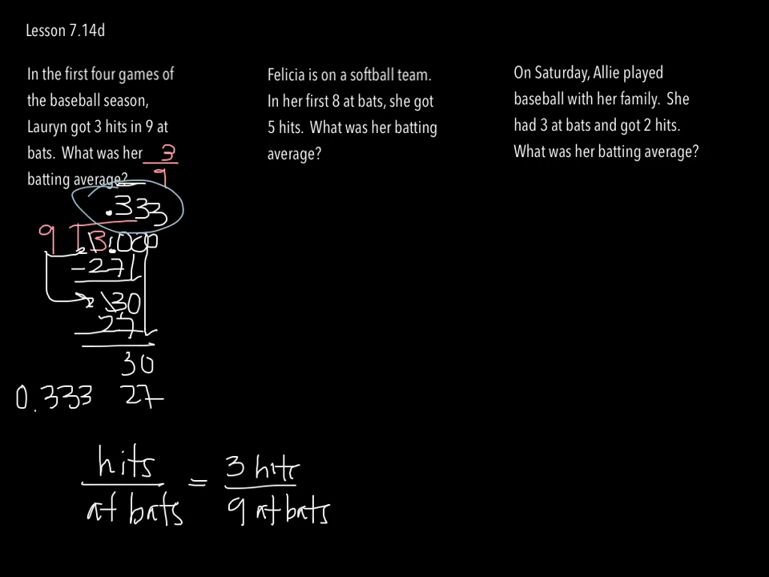All right, now let's talk about Felicia, who is on a softball team. In her first 8 at-bats, she got 5 hits. What was her batting average? First, we need to talk about this in terms of hits over at-bats as a fraction. So she had 5 hits in 8 at-bats. Now, we need to convert this 5/8 into a decimal. So we're going to put the 5 in the house, put the 8 on the outside, because that's what we are dividing by. First thing we have to do, how many 8s can we take out of 5? 0. So we're going to add our decimal, and we're going to add a 0.